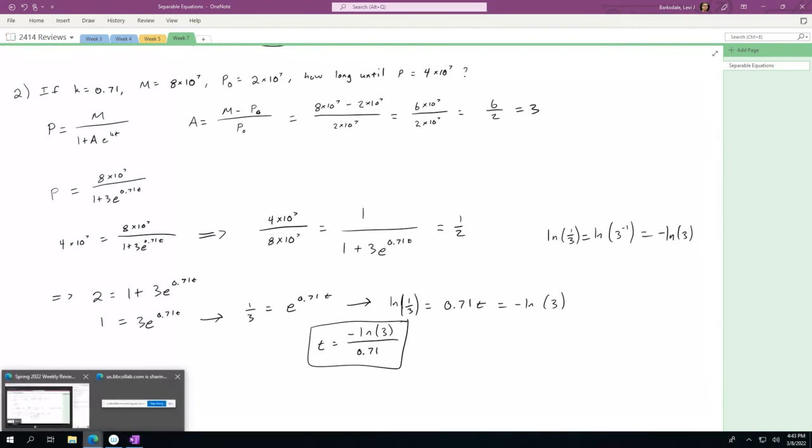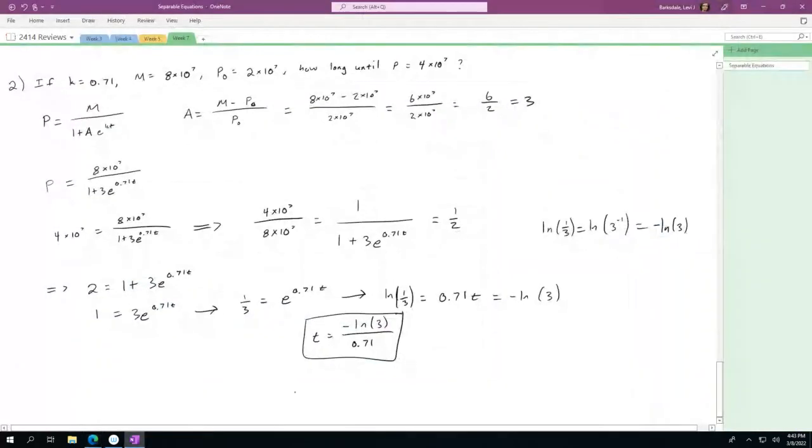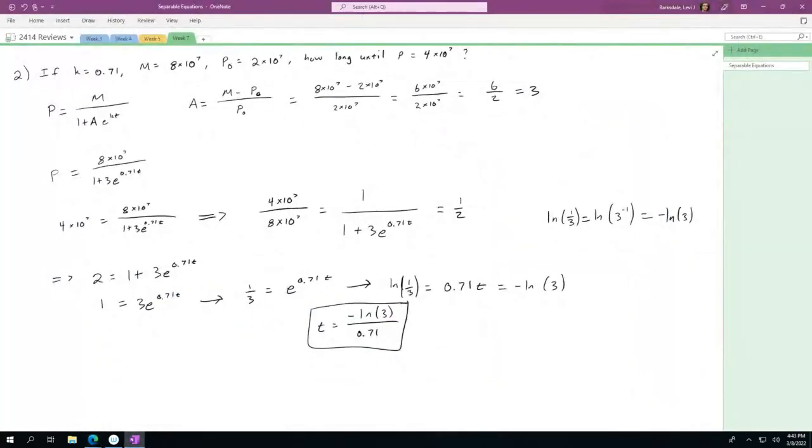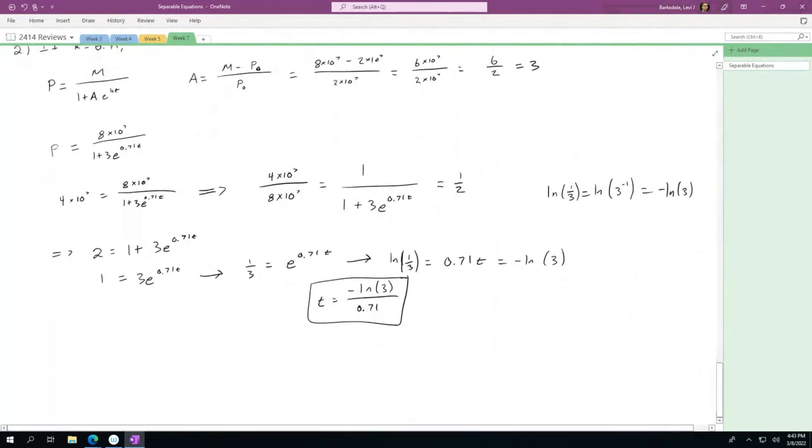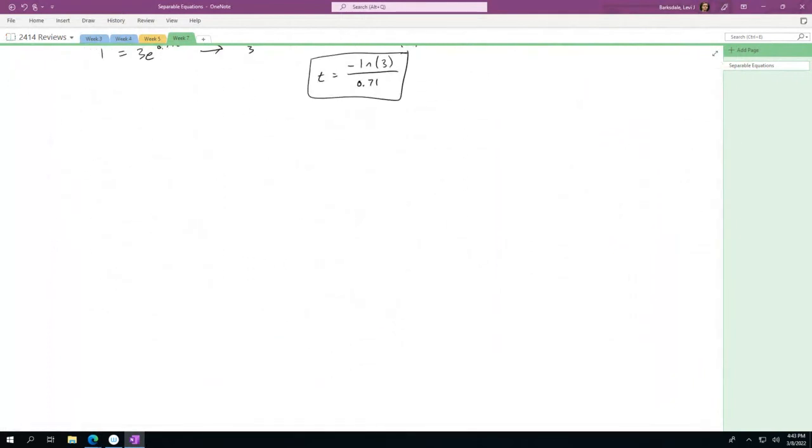All right. Perfect. So that is bounded population growth. Now the last topic for today is going to be some predator-prey systems.